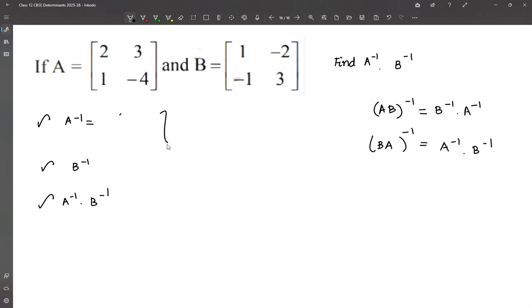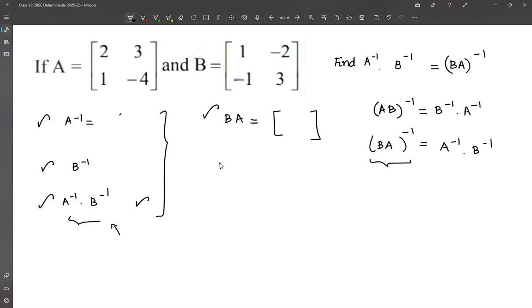Now I told you this involves 3 steps, so let's look at how many steps are involved in BA the whole inverse. To find it, we first take the product of B into A, and then find the inverse of BA. That is one step for the product and one more step for the inverse, which means the question ends there. So there are 3 steps in the first method and only 2 steps in the second.